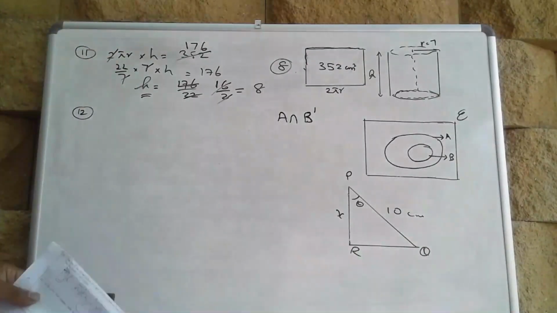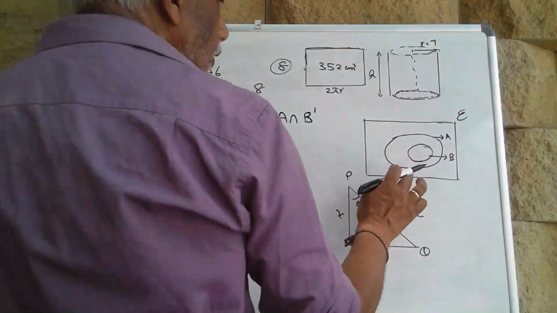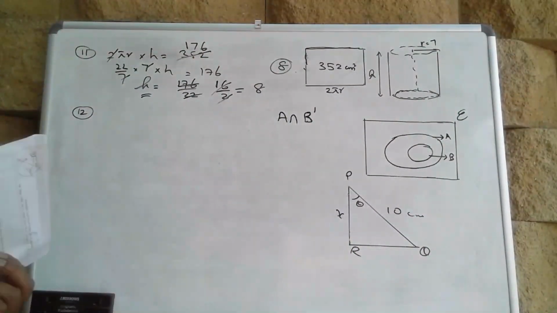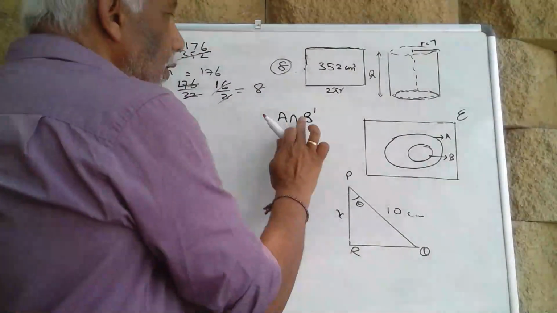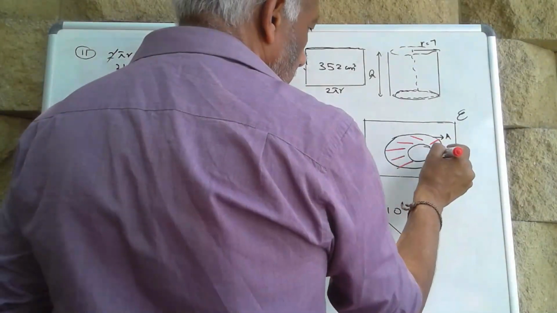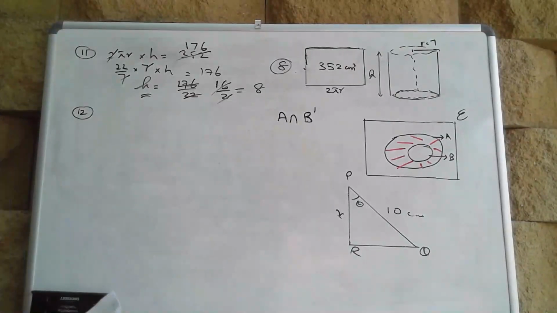If this whole part is A and B, we don't want that part. So we need to only shade the part that includes A, not B. So that's the answer for that. That's a very simple question.